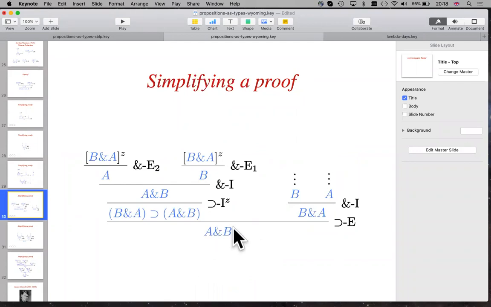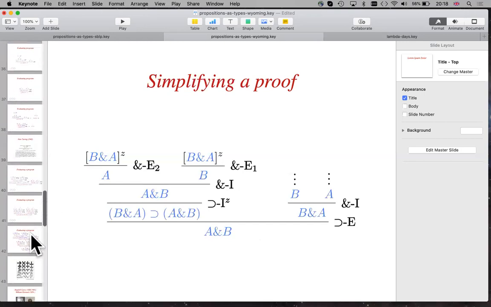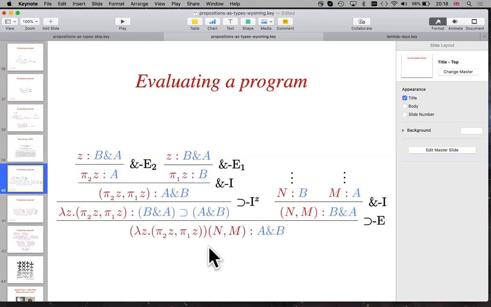So this formula here is a proposition. This is a proof of that proposition. And the proof, as we saw, simplifies. Now, that proposition becomes the type of this term. And the proof of the proposition becomes the typing derivation for that term, the evidence that the term has a type. So a term having a given type corresponds to a proof of the corresponding proposition.